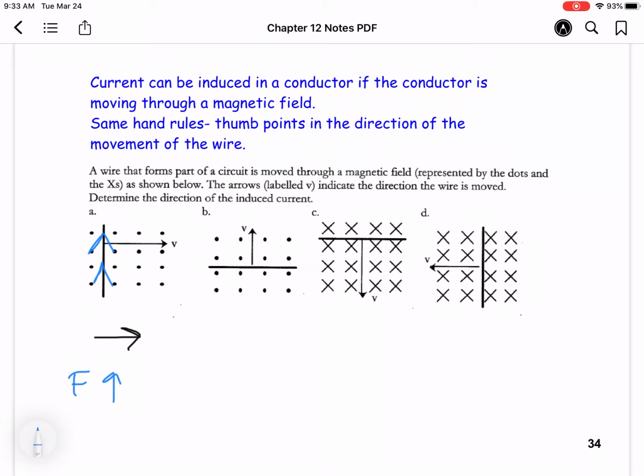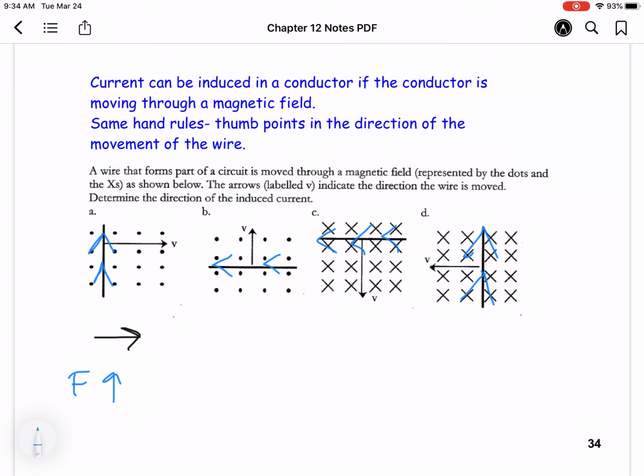We can do the same thing with the second one. Now our thumb's pointing to the top of the page, and our fingertips are still pointing up to the sky, which means that the current, where our palm's facing, is now in this direction. If I change the direction, it would create opposite current. So now we've got to move the wire down: thumb down, fingertips into the page. The next one, thumb to the left, fingertips into the page, and you're going to get a current that acts upwards. So that's the direction of the current.